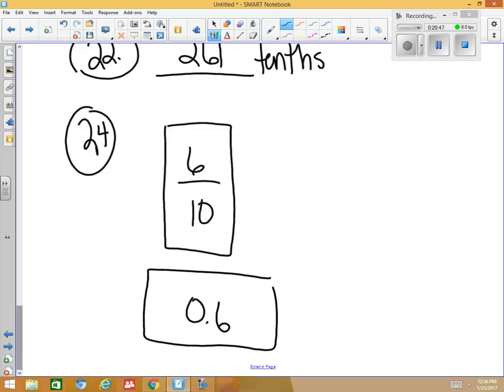Now you are going to do 25 and 26 by yourself. Circle them. And then go to the back.